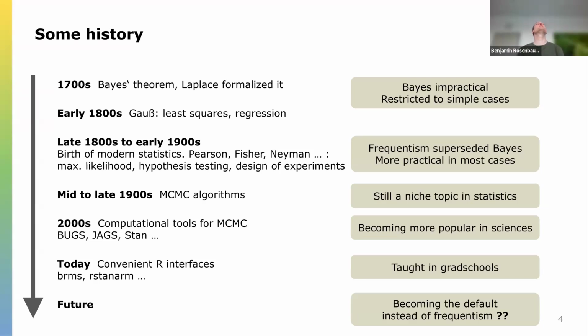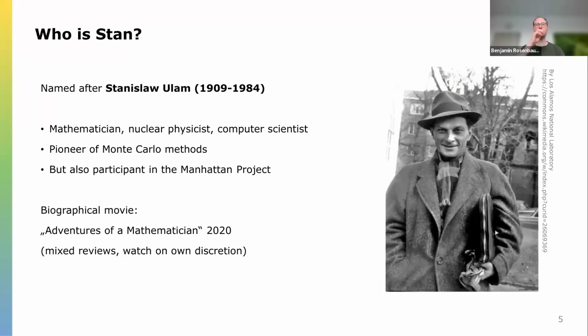BUGS is called that because B is something for Bayesian. GS is for Gibbs sampling. Gibbs sampling is a special MCMC algorithm. JAGS was the update of BUGS, and is called just another Gibbs sampler. And STAN is not an acronym. STAN is named after a person. This was Stanislav Ulam.